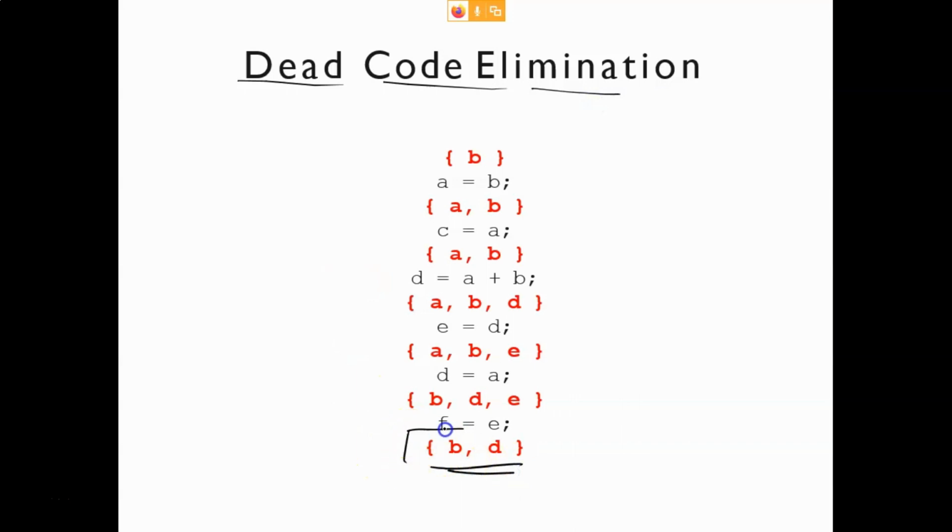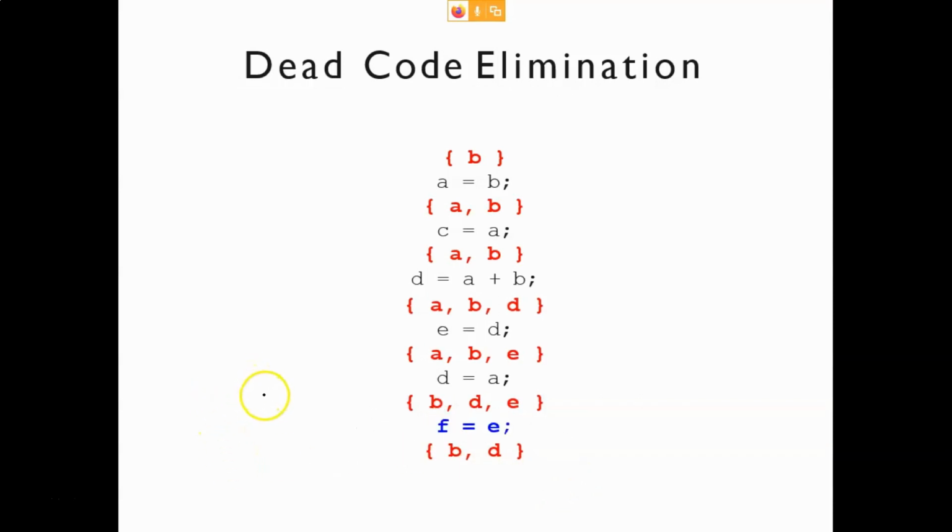See, this is saying that after this statement f equal to e, this is the set of live variables, meaning b comma d are live. So this f is not live. Basically after this statement f is not live, so you can say that this f is dead. This is how we can see, because this is saying that b comma d are live. So f is not live, so this f is dead, and now you are assigning into a dead variable. So this type of statement you can remove. So this is your dead code elimination.